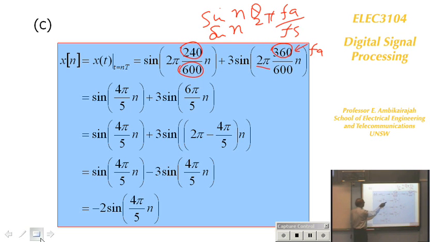And you just keep simplifying this one and this one. If you add them or subtract them, this is the signal you get. It's minus 2 pi 4 over n. This is your digital signal. You started with two frequencies, you ended up with one frequency. That means you have aliasing.